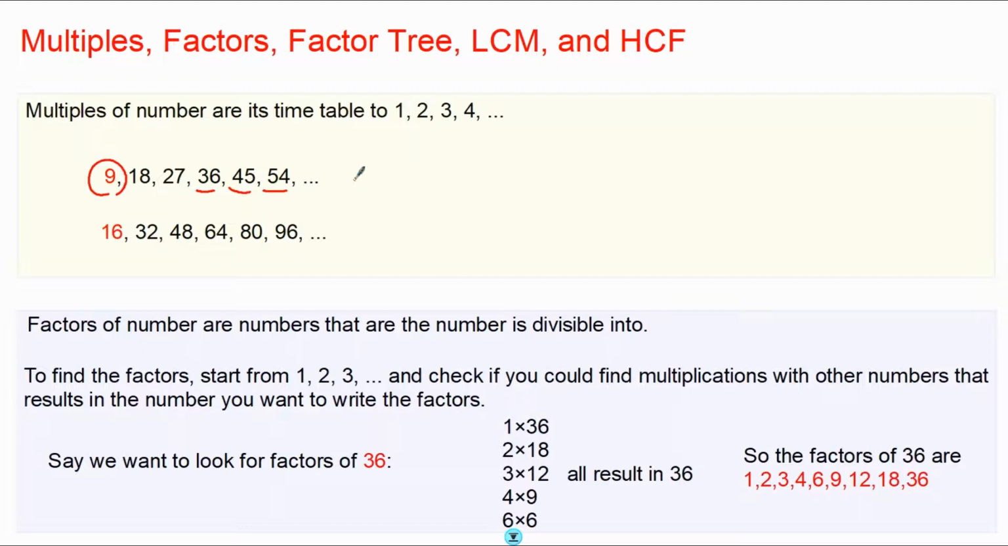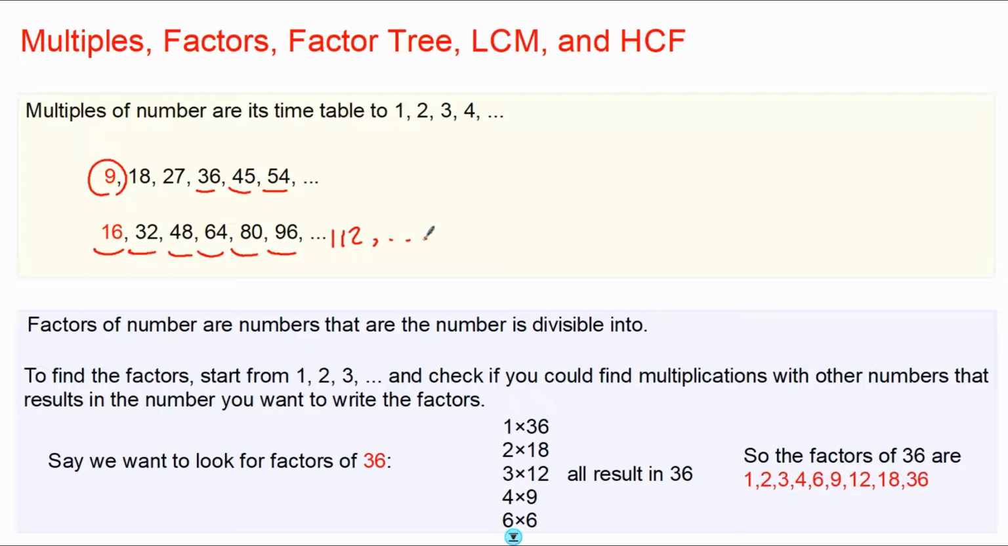And in the same way, when we look at multiples of 16, we have 16 times 2 is 32, times 3 is 48, times 4 is 64, times 5 is 80, times 6 is 96, and times 7 would be 112, and that would continue. So when we look at multiples of a number, we can times it by 1, 2, 3, 4, 5, and so on, and write it down, and that represents the multiples of a number.